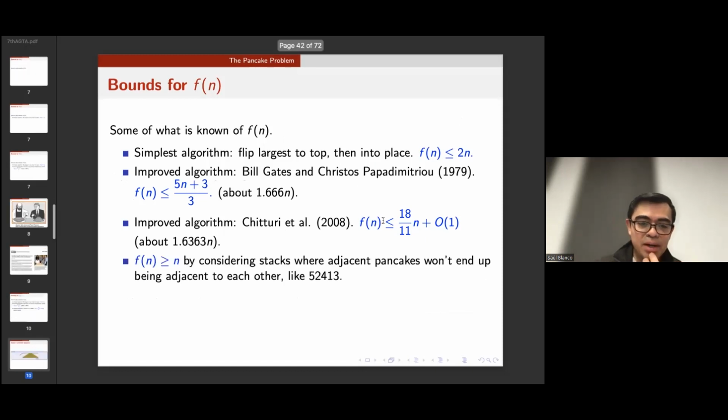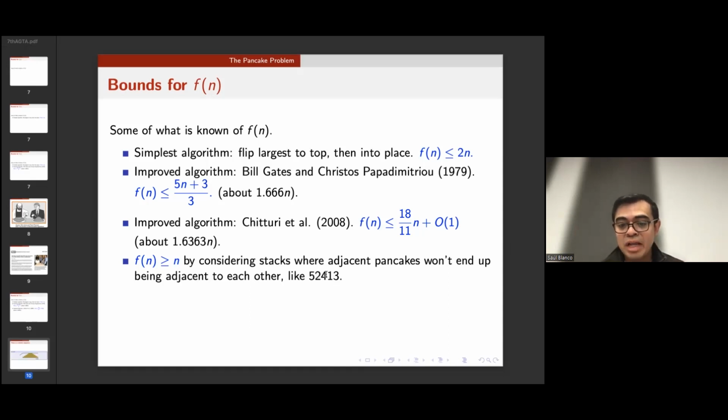Well, in terms of lower bound, the trivial lower bound is actually n. And the way you think about this is, if you consider stacks of pancakes, when you have consecutive pancakes that need to be separated, then you have to, in this particular case, look at this stack here, 5, 2, 4, 1, 3. Well, the 5 and 2 will end up in different places. They won't end up next to each other in the final stack when they are sorted.